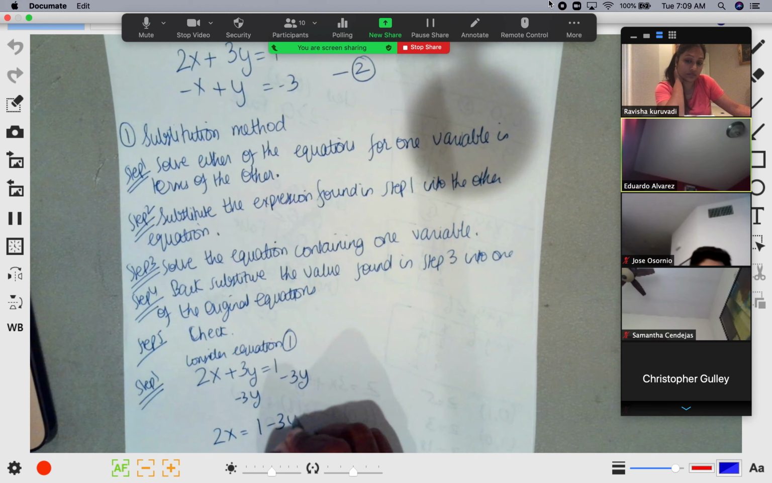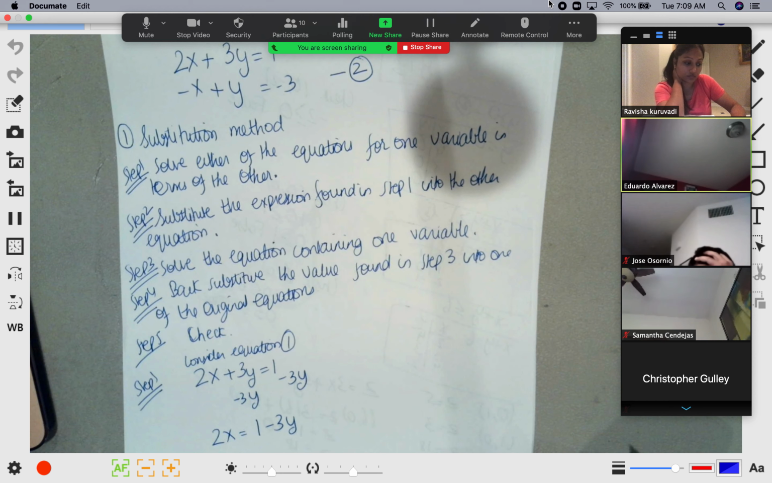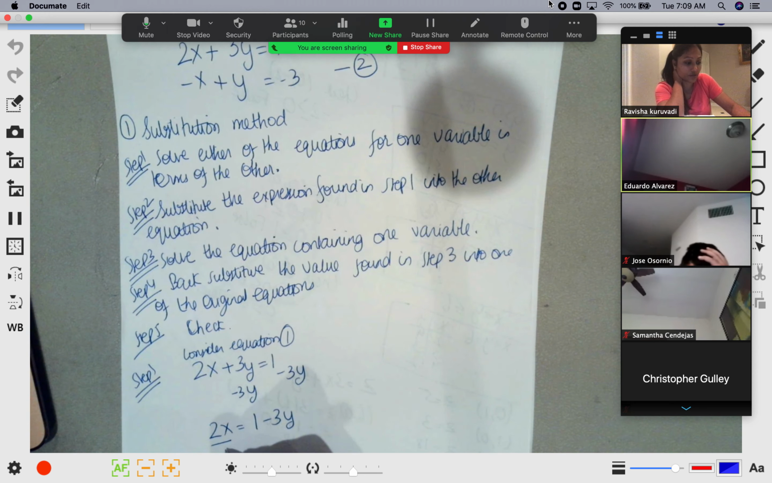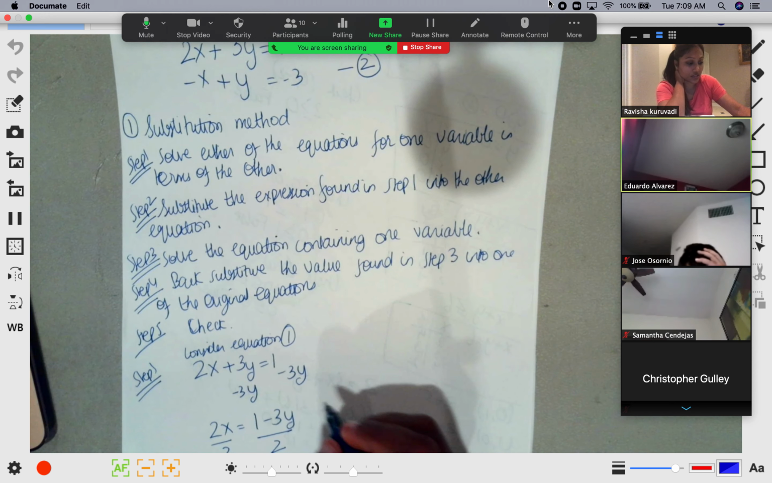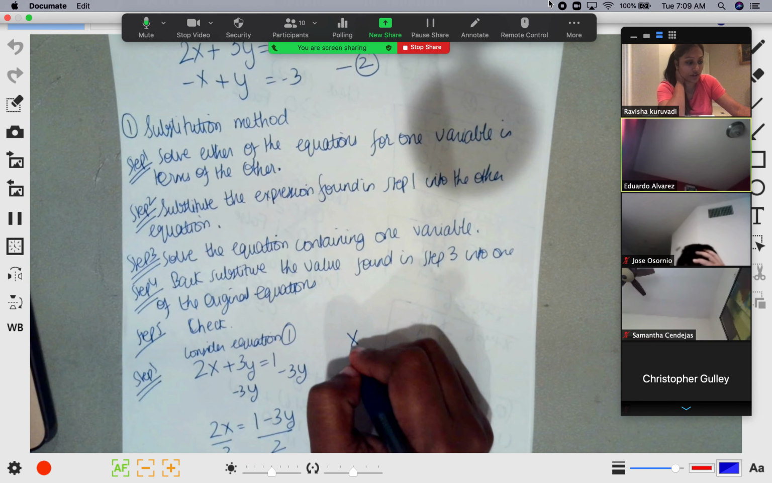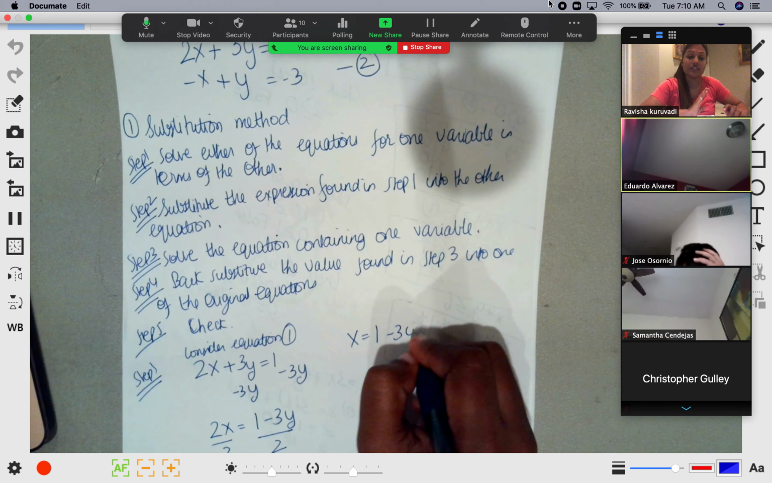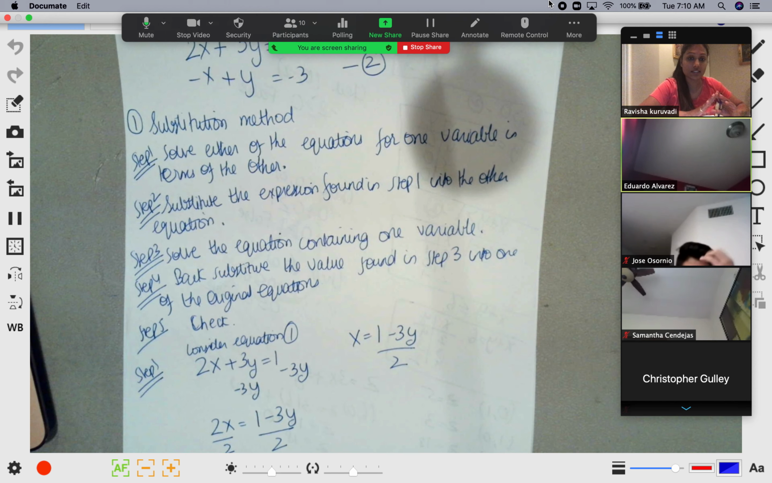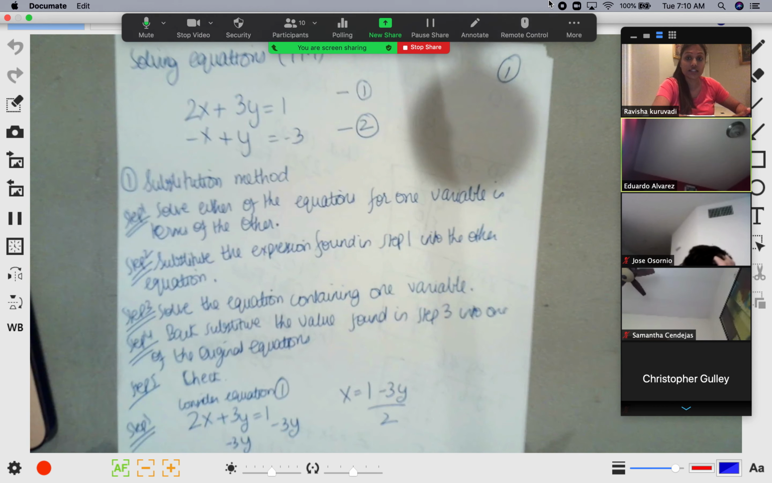Then we try to divide that by 2. Correct, absolutely. And have x by itself. Yeah, so you get x is equal to 1 minus 3y over 2. This is correct. What you did in step 1 is correct. But this is not wrong. You'll still get the correct answer.